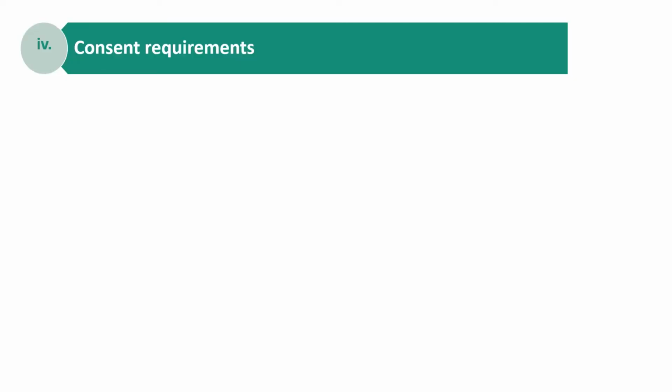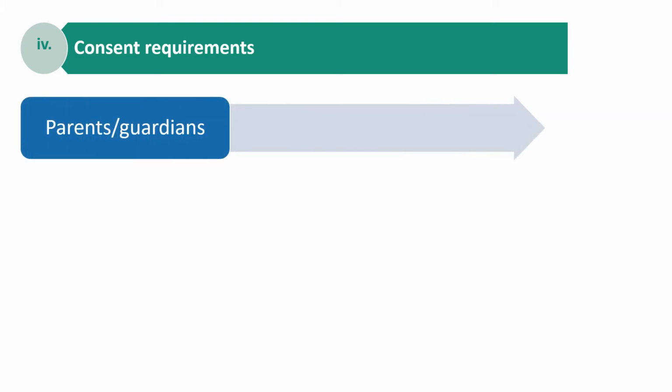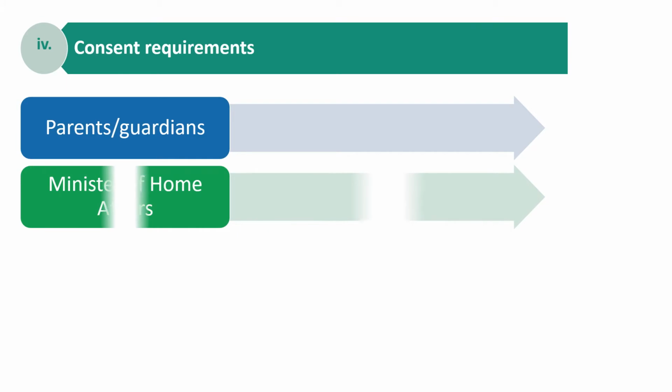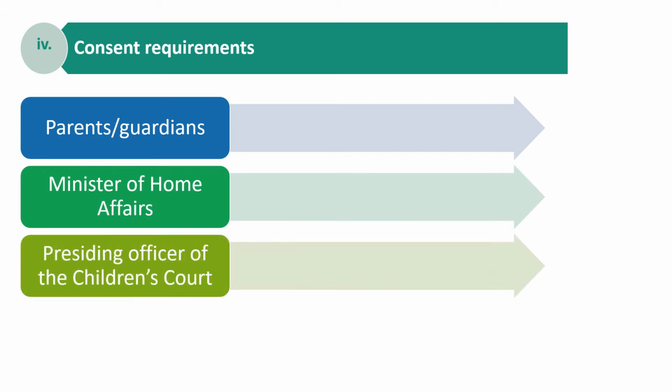There are 4 different consent requirements which can apply in different situations. A situation may require parental consent, the consent of the Minister of Home Affairs, the consent of the presiding officer of the Children's Court, or even the consent of the High Court.